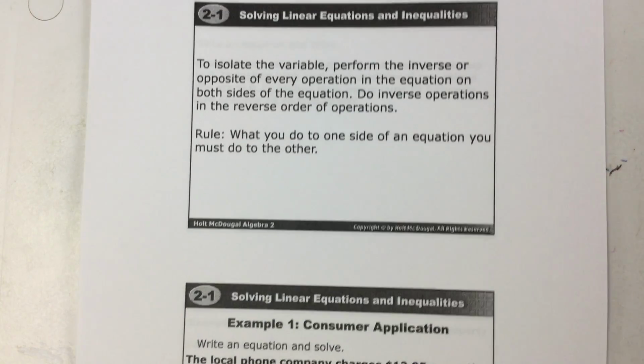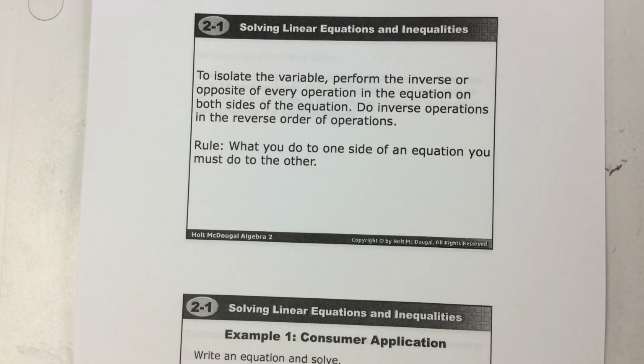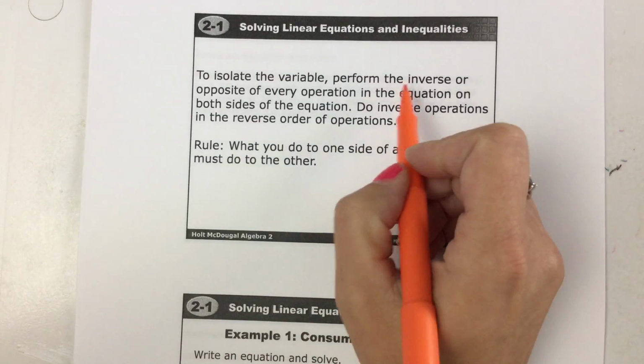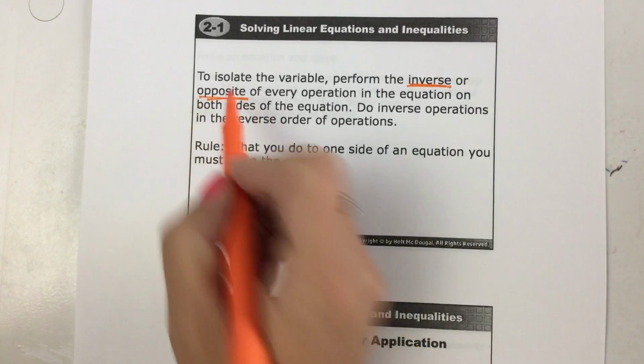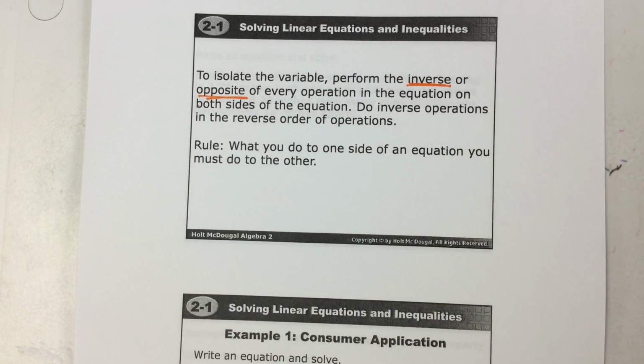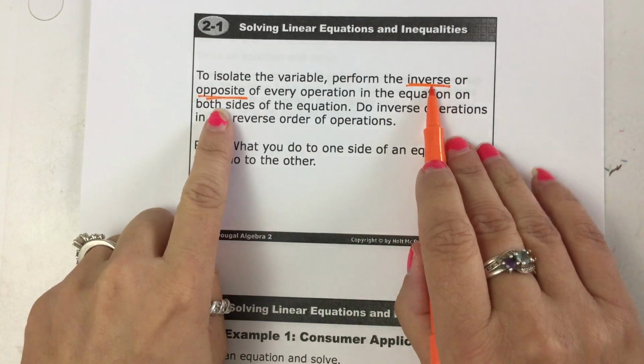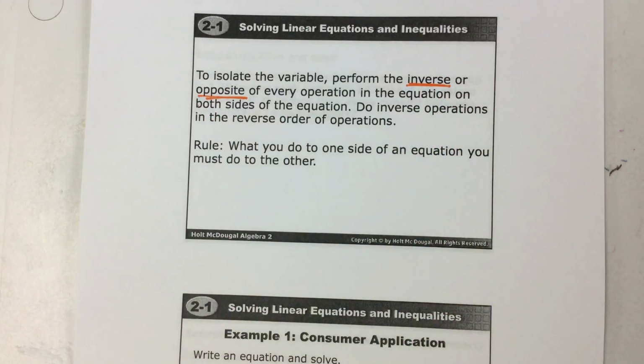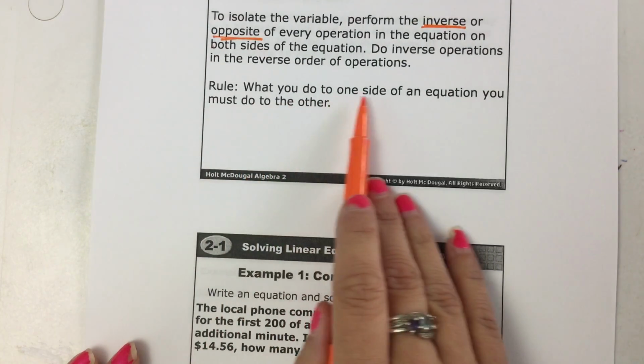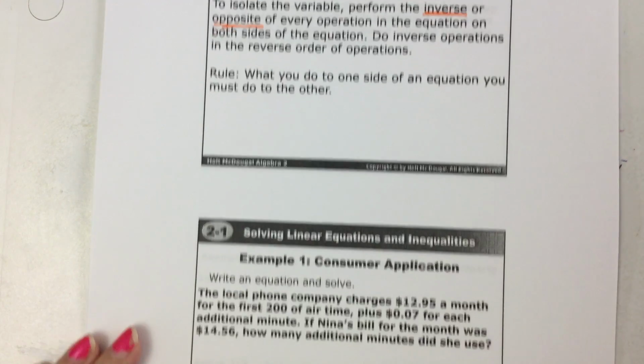To isolate the variable, and this is where I was going, I jumped ahead a little bit. To isolate the variable, you need to perform the inverse or opposite of every operation. In order to undo addition, you do subtraction. In order to undo subtraction, you do addition. In order to undo division, you multiply. If you want to undo multiplication, you divide. So you are going to do the inverse or opposite operation. Again, what you do to one side of an equation, you must do to the other.